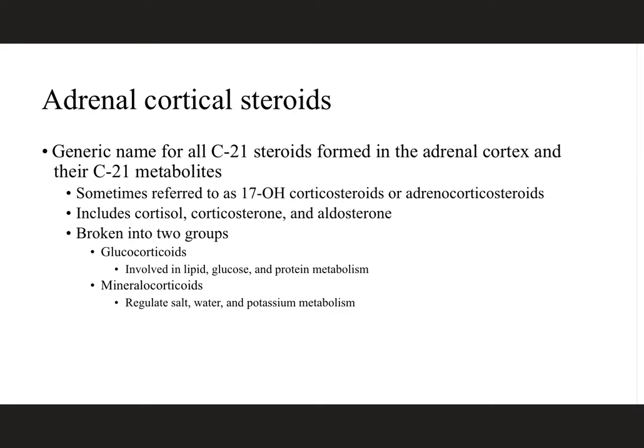So C21 steroids formed in the adrenal cortex, and their metabolites, we call adrenal corticosteroids. Our main three that we'll talk about are cortisol, corticosterone, and aldosterone. And they get broken up into two groups. So we have glucocorticoids and we have mineralocorticoids.